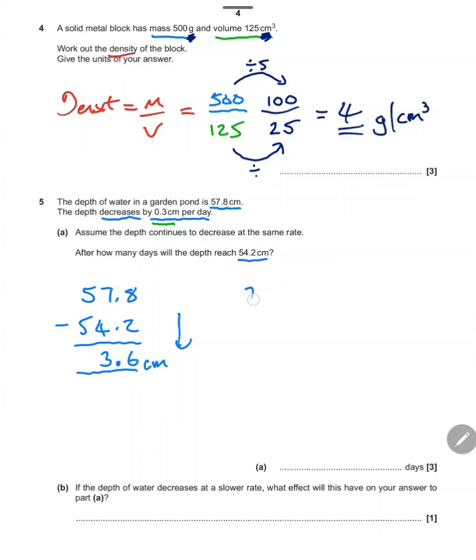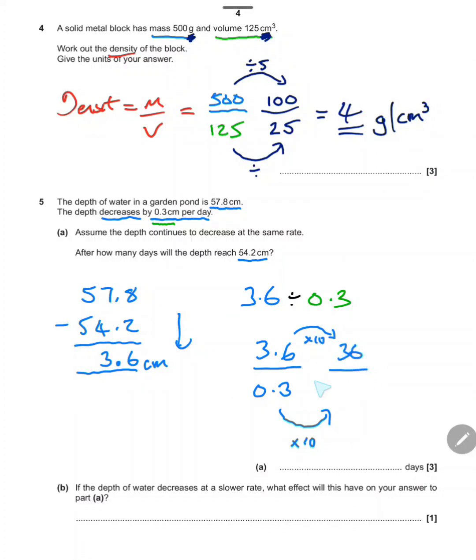So I need to do 3.6 divided by 0.3. If I write that as a fraction, I'm going to get 3.6 over 0.3. Why would I write this as a fraction? Well, it allows me, just as in question 4, to write a nicer calculation. If I times the top and bottom by 10, I get 36 divided by 3, which is 12.